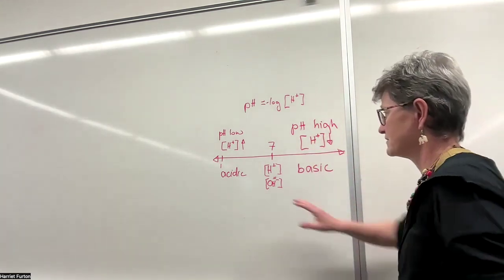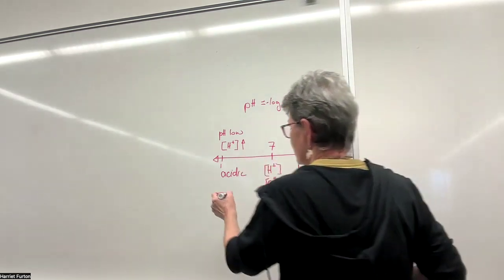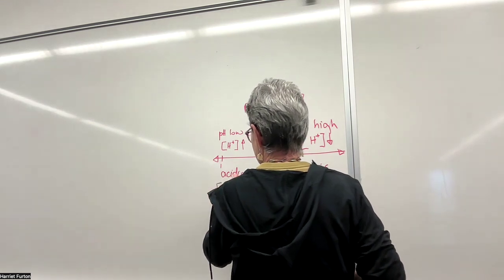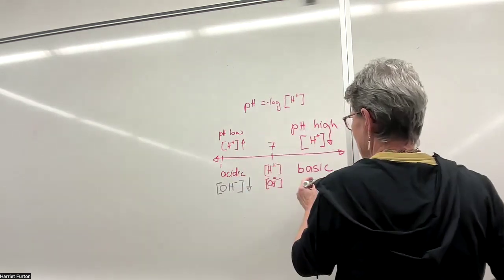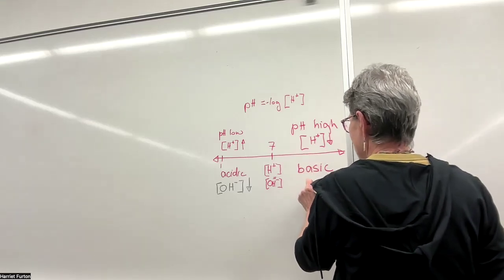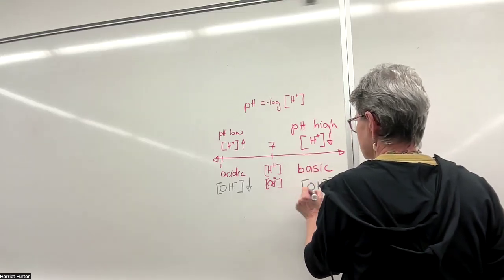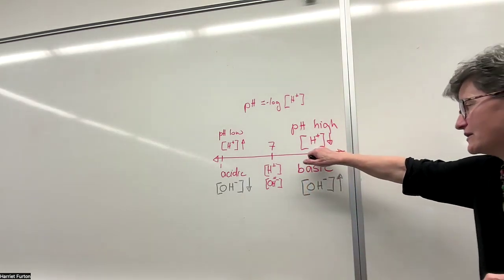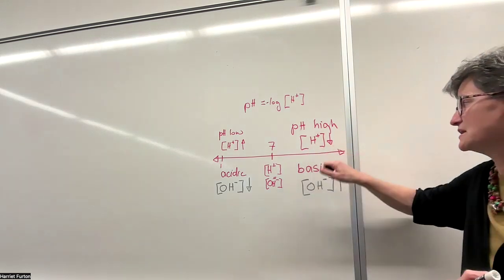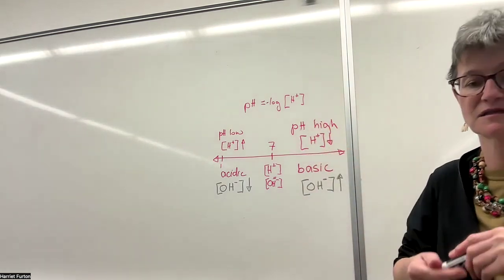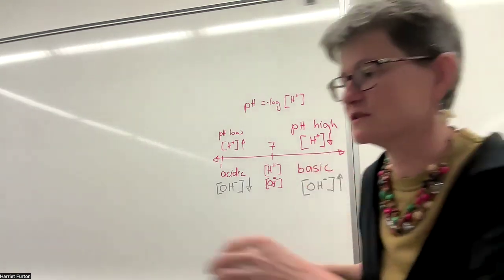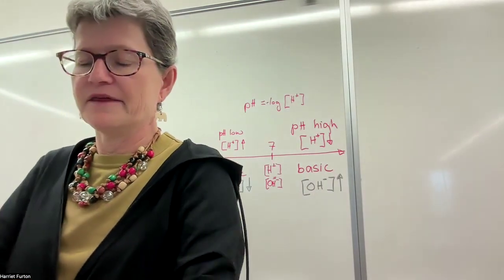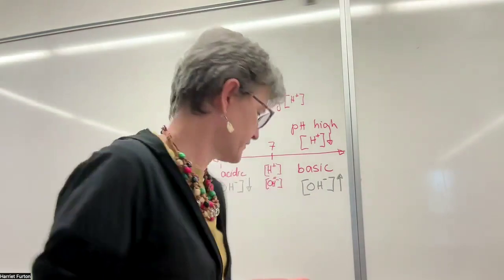If we know that the hydrogen ion concentration is high, we can say that the hydroxide concentration is low for the acids, and for the basic solutions, the hydroxide concentration is high, but on the other hand, the hydrogen ion concentration is low. What else do we have in here? I think that's pretty much the water.